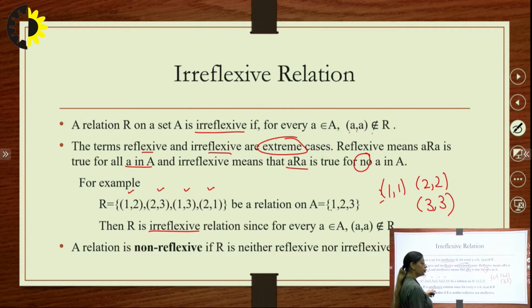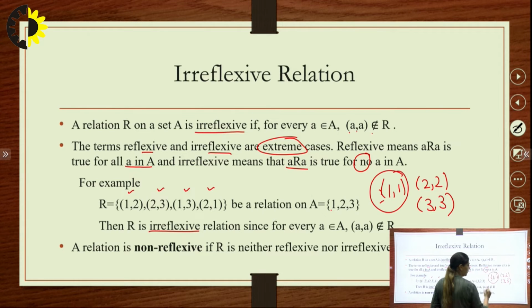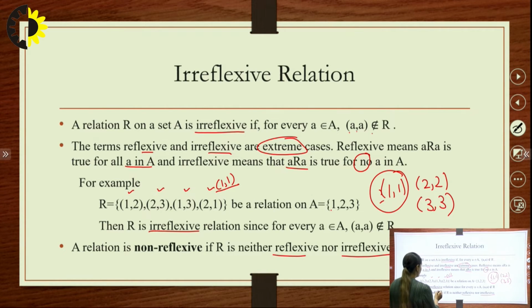Now, a relation is non-reflexive if it is neither reflexive nor irreflexive. Suppose we have only one of these elements in the relation, say (1,1). Now it is not fulfilling the conditions to be reflexive, because for reflexive we require all three elements, and for irreflexive there should be none of these elements present. Now we have one element, so it is neither reflexive nor irreflexive. So it is non-reflexive in this case.